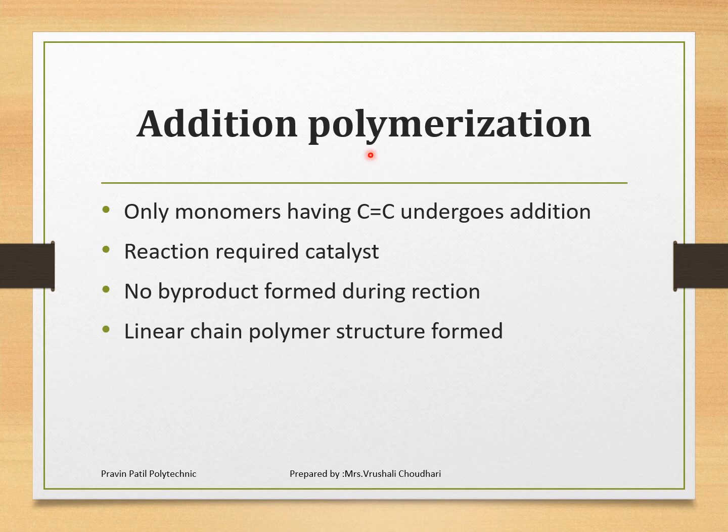Addition polymerization is possible when the monomers have a carbon-carbon double bond. It requires a double covalent bond. The reaction requires a catalyst. By this reaction, no byproduct, no water, no HCl is formed. Only the carbon-carbon bond gets broken. A linear chain polymer structure is formed.